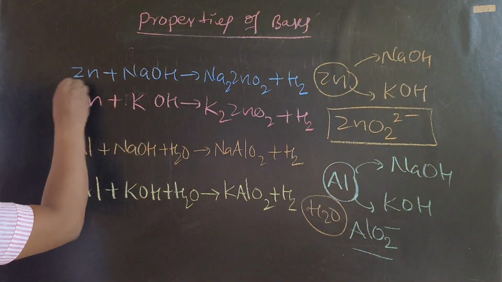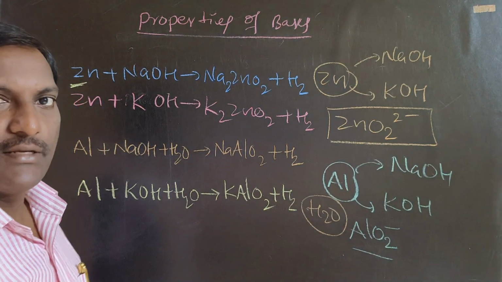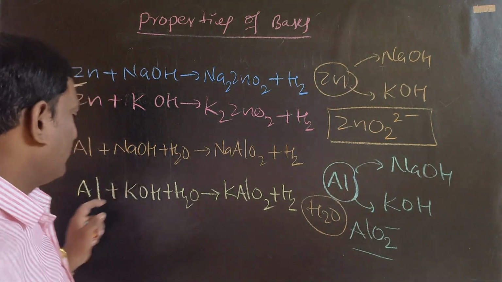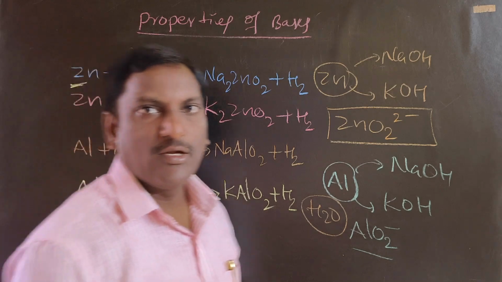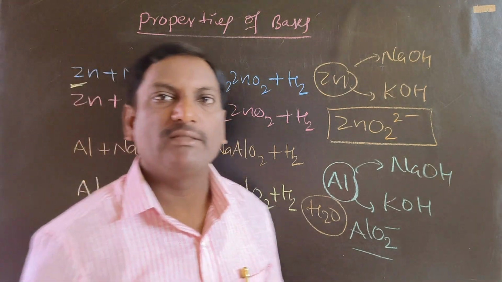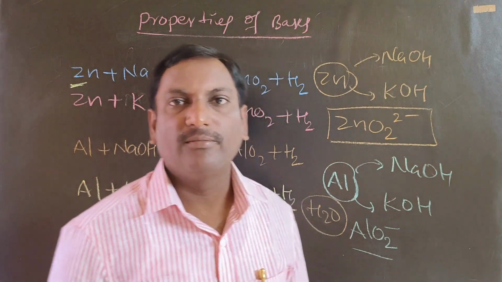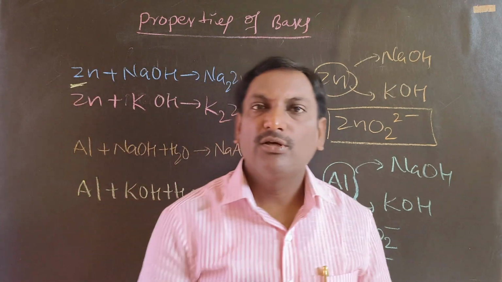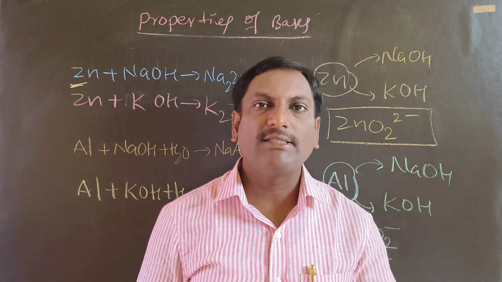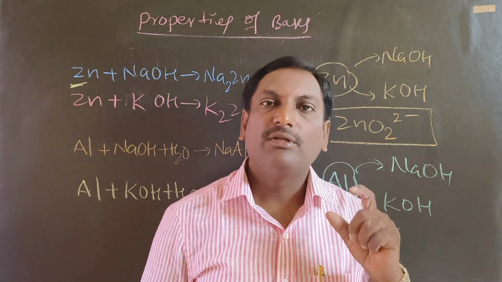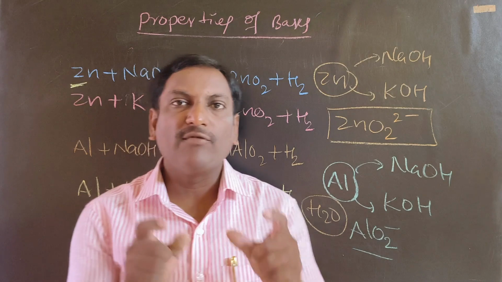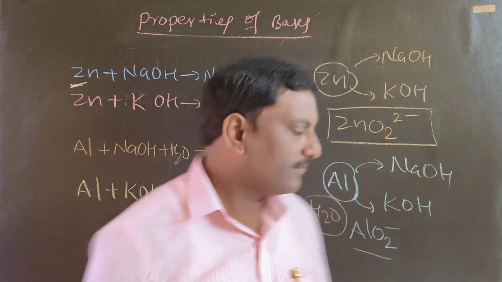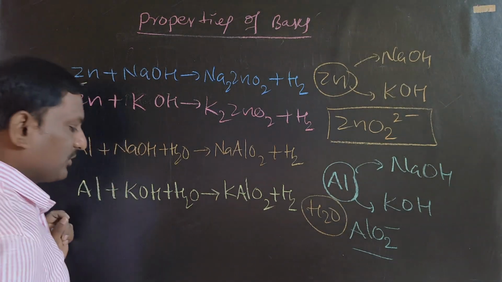So we get four combinations: zinc with sodium hydroxide, zinc with potassium hydroxide, aluminum with sodium hydroxide, aluminum with potassium hydroxide. But only two metals are ready to react with bases, that is zinc and aluminum, because these are amphoteric metals. Amphoteric metals means those metals ready to react with acid as well as base. So these are called amphoteric metals. Only amphoteric metals are ready to react with base as well as acids. Here zinc and aluminum both are amphoteric metals.